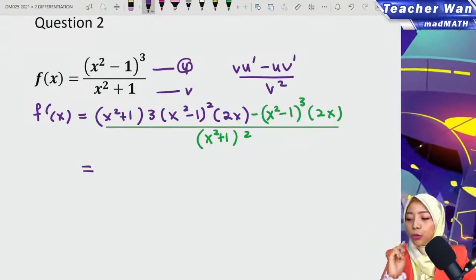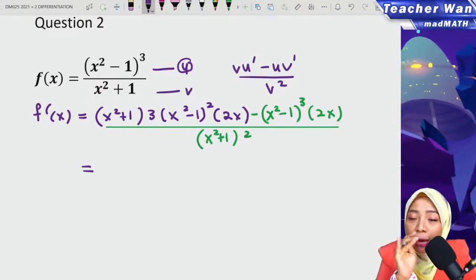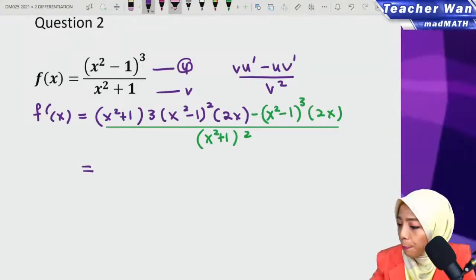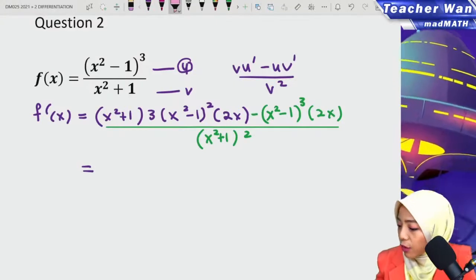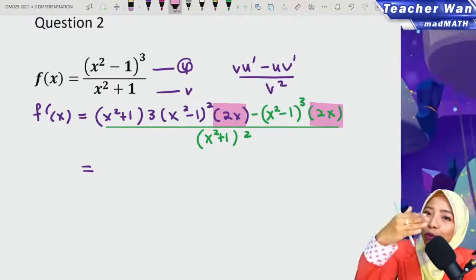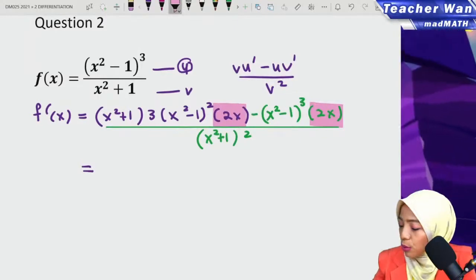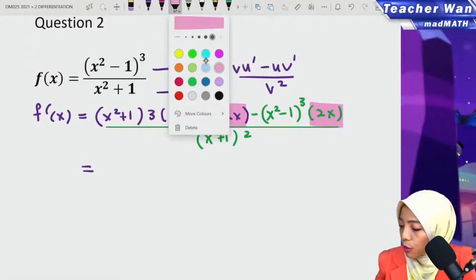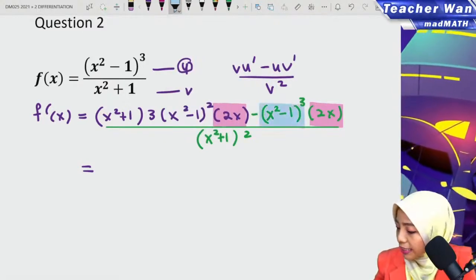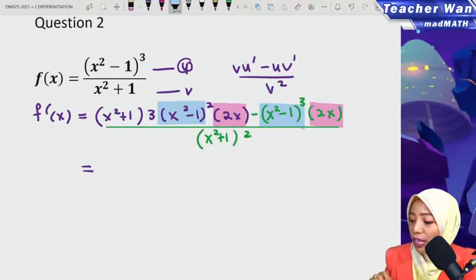So this is the crucial part now. The crucial part now is to identify, is there any apple and apple, orange and orange? You tell me, what is the same now? Apa yang sama? We found that this we have 2x, this we have 2x. So this 2x we have to factor out. Clear? And now we also have x square minus 1, and this one x square minus 1. So this function also we have to factor out.